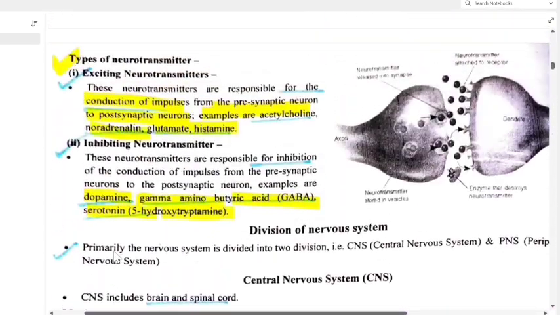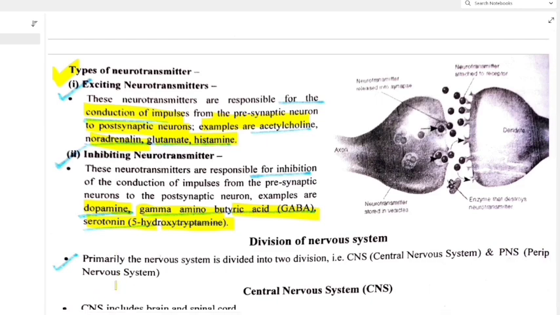Now, division of the nervous system. Primarily the nervous system is divided into two divisions: the CNS, central nervous system, and the PNS, peripheral nervous system. In the next session we will continue with the central nervous system.